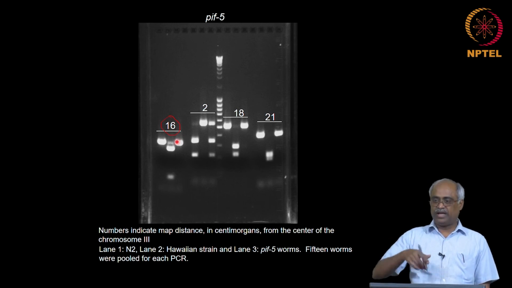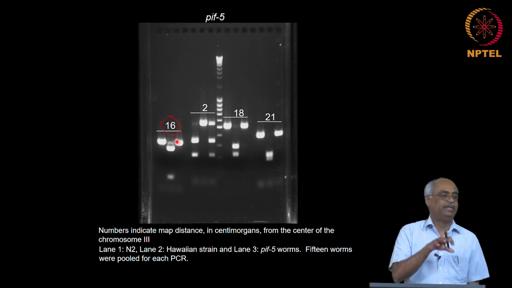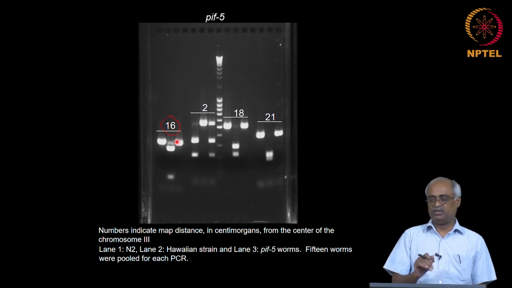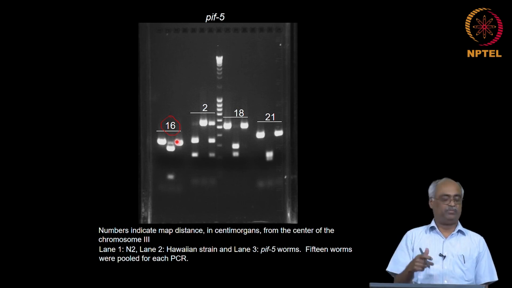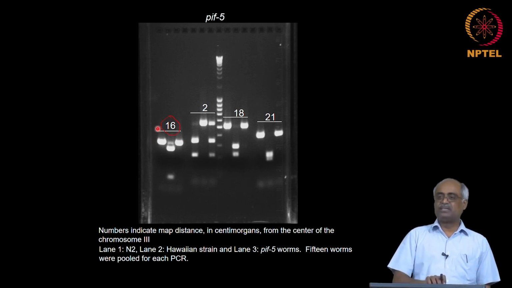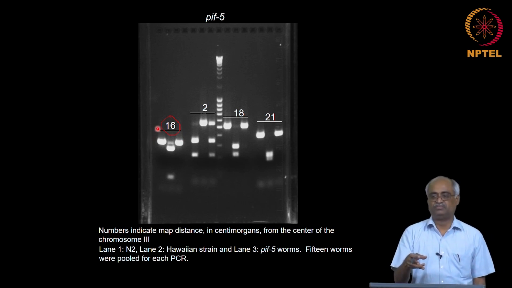In F2 I have picked only the ones that show my mutant phenotype. Isolated DNA and I PCR amplified and I am digesting. Now I find it is not getting digested, it is looking like N2. What it means is my mutation is closer to this SNP. How close depends on how many worms I took here.